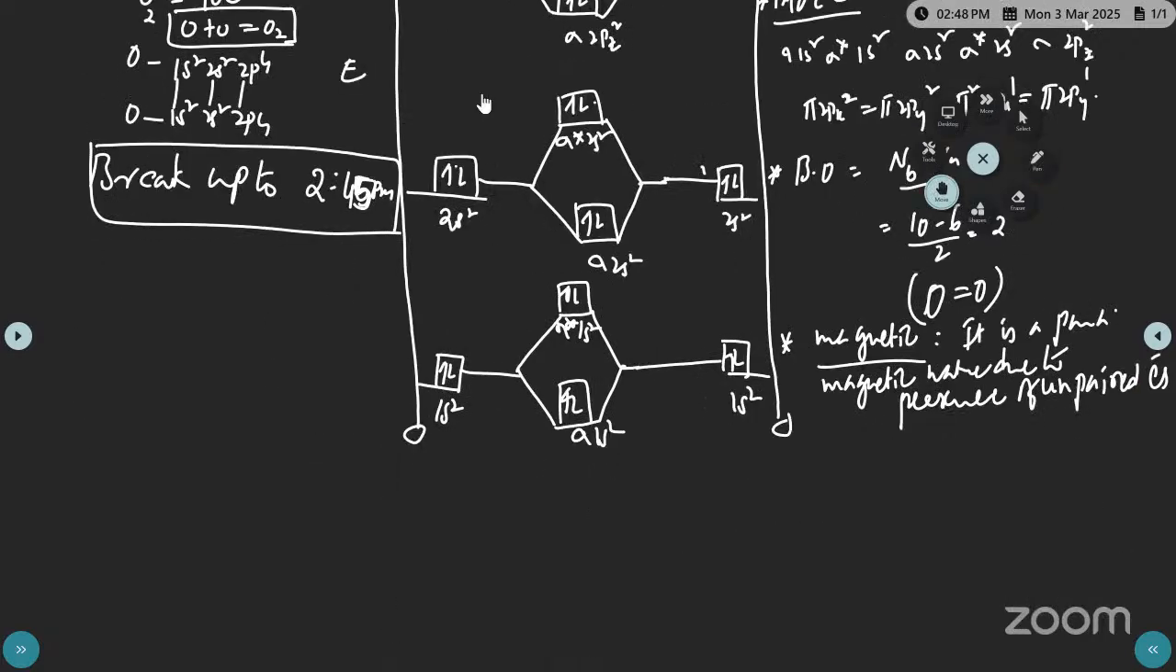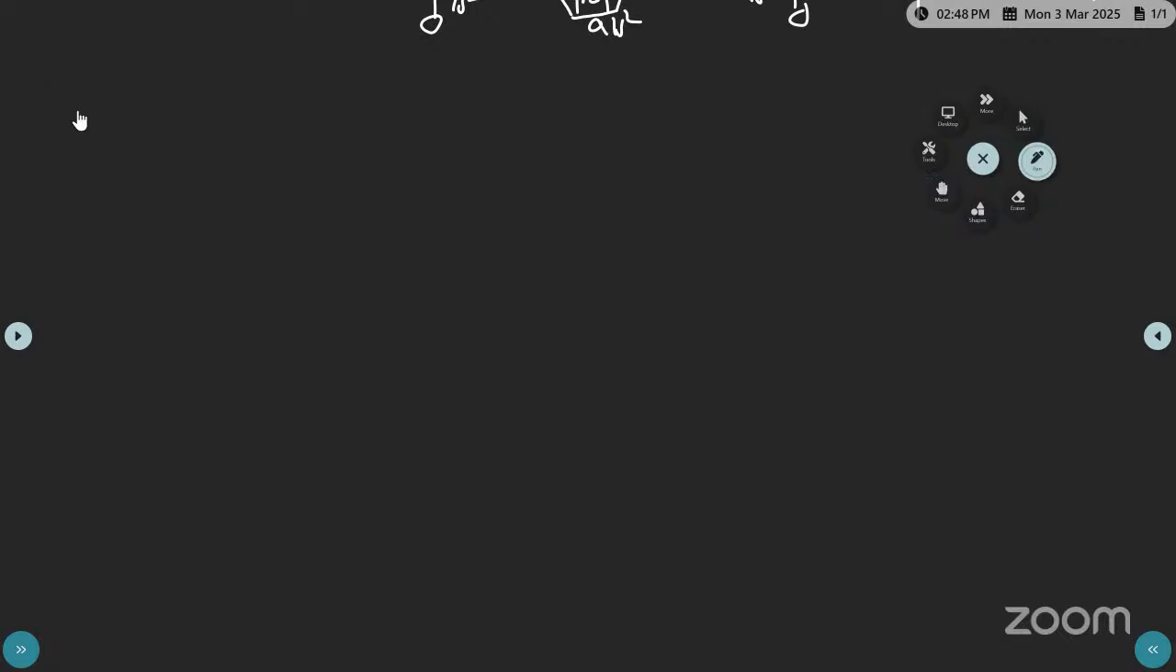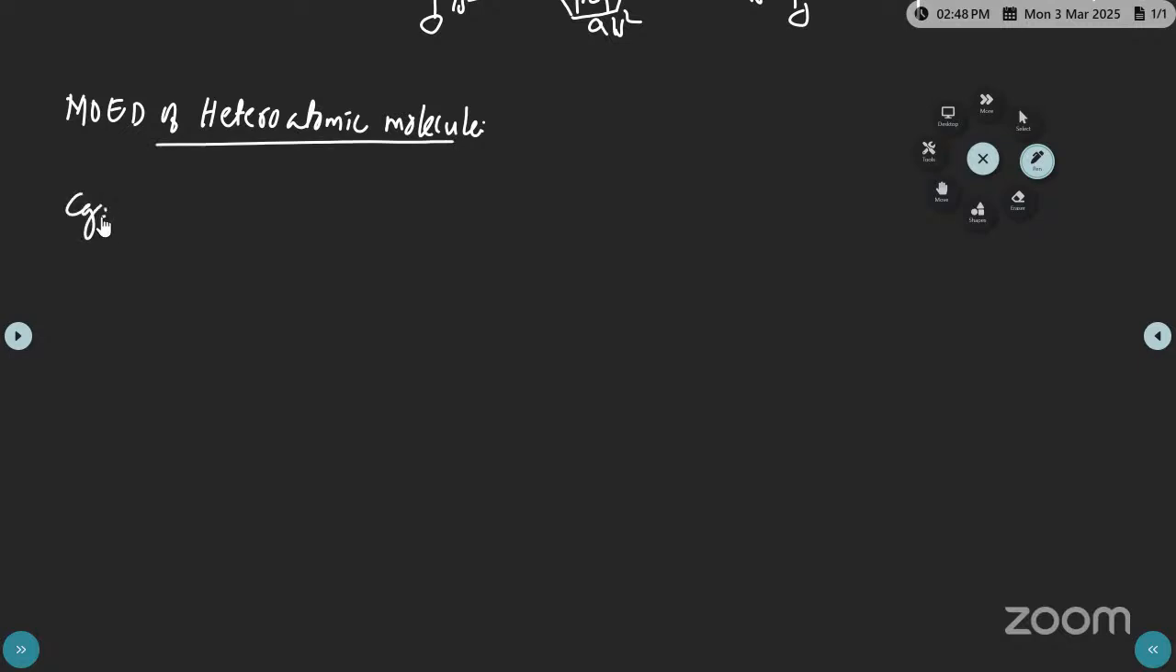Molecular orbital energy diagram of heteroatomic molecules. So for example, carbon monoxide. In this molecule there are two types of atoms, one is carbon and the second one is oxygen. So two different atoms, so it is a heteroatomic molecule.